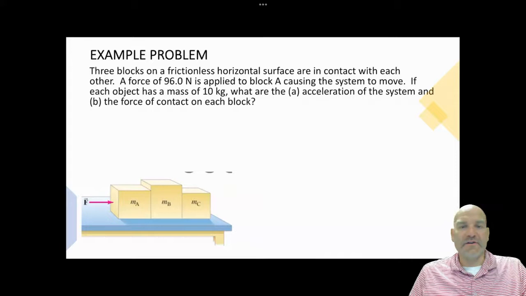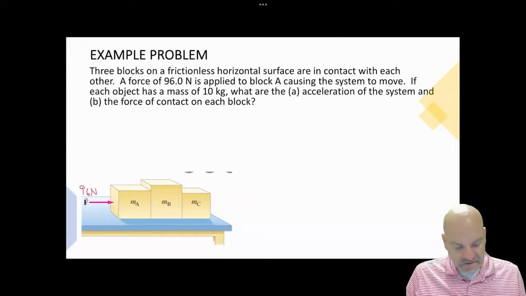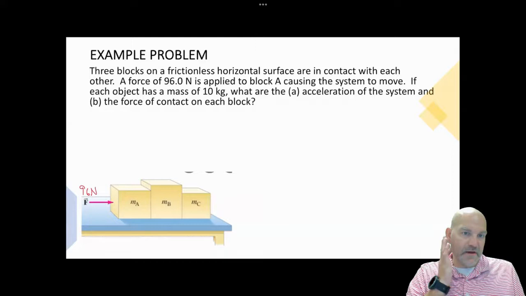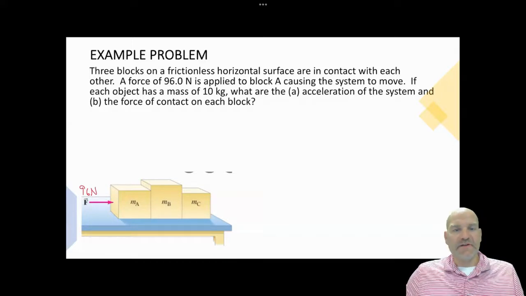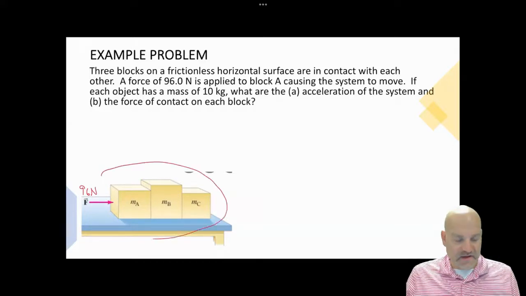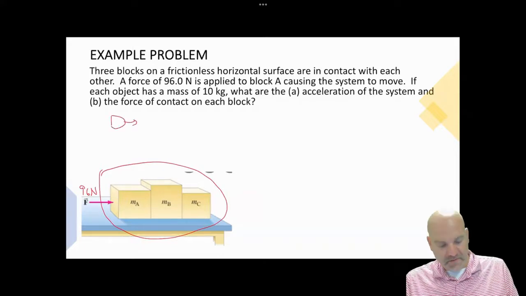So here we have 3 blocks on a frictionless horizontal surface. A force of 96 newtons is going to push them, right? And it's going to be pushed at A. Now, if each object has a 10 kilogram mass, what are the acceleration of the system and the force of contact on each block?